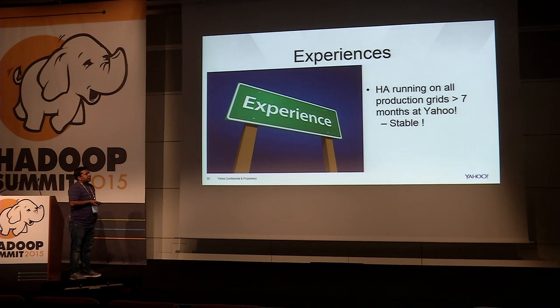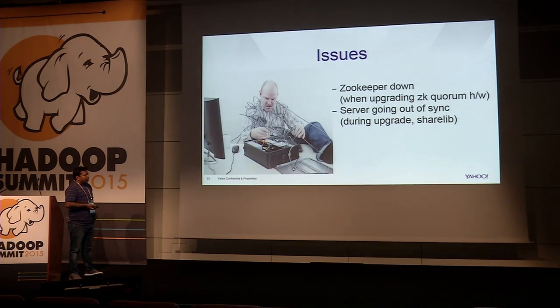Oozie HA has been running for more than 7 months, and it is stable. We had some glitches, but it's fairly stable, and we never had a major problem. We had a few issues: when we wanted to move our whole Zookeeper cluster to a new server, we noticed that Oozie goes down, because we added functionality in Oozie itself so that if Zookeeper is down, the Oozie server will go down. That was one glitch we had.